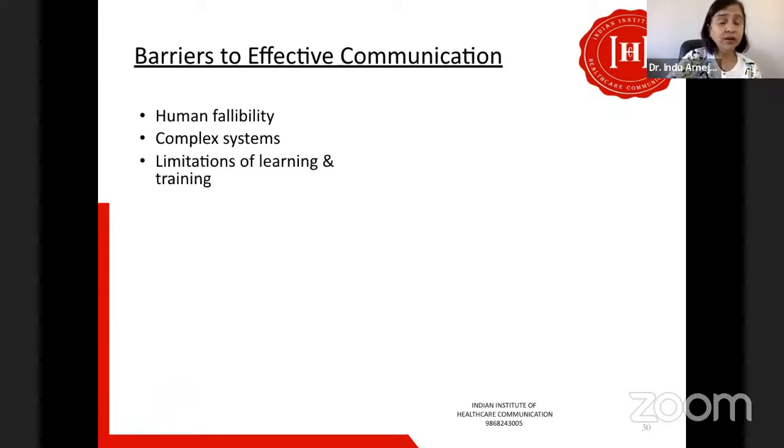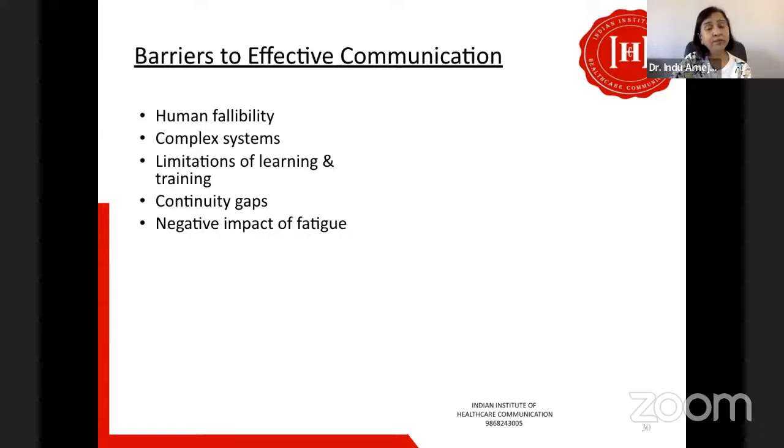Then there's a limitation of learning and training. Some of us have learned that proper handing over has to be done; some of us have not learned the right way of doing it, so we do not know the right protocol. Then there can be continuity gaps, by the persons or by the system also.